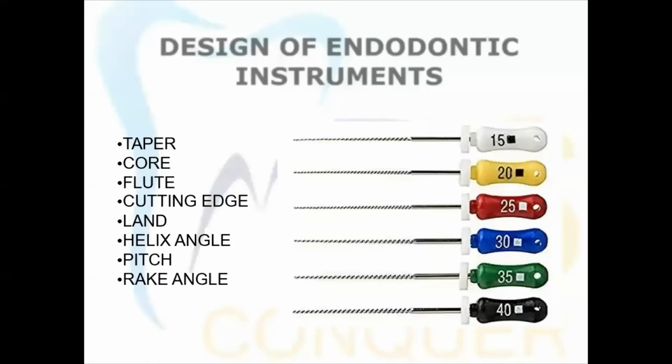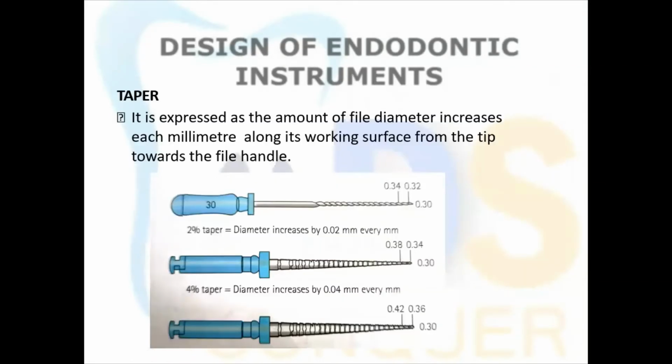So coming to the design of the endodontic instruments, the basic components are taper, core, flute, cutting edge, land, helix angle, pitch, and the rake angle. Let's know about these components in detail now. The first component of endodontic instruments is the taper. What is taper? Taper is expressed as the increase in diameter from the tip towards the file handle.